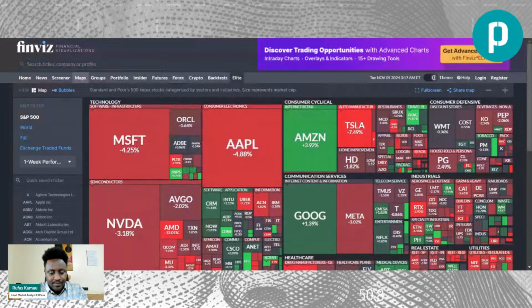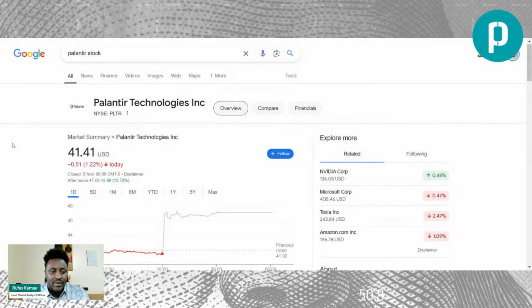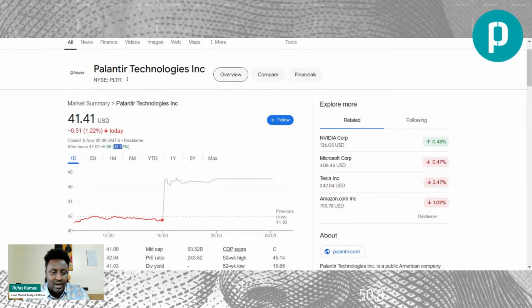Of course, Palantir reported better than expected earnings last night. So despite being down over 7% in the week, today, as the market opens, we'll be expecting the stock to have rallied by 13.72% in after hours trading. So the closing price as per yesterday was $41.41, and today's opening price is expected to be $47.09, indicating the large spike after announcing better than expected earnings.